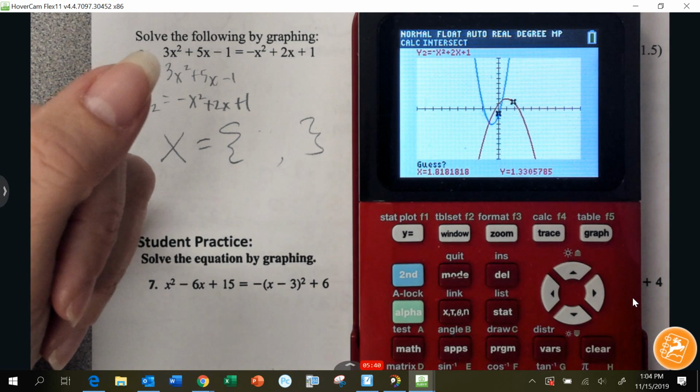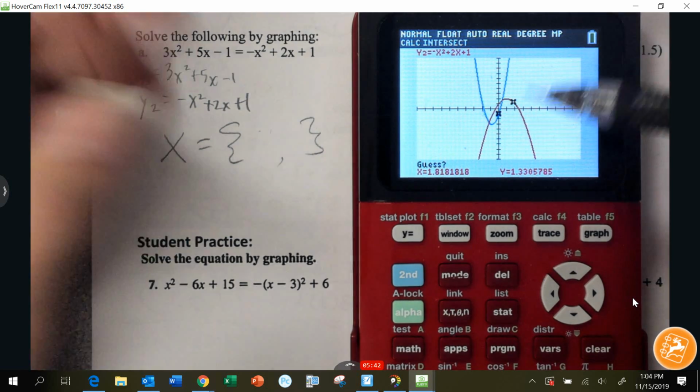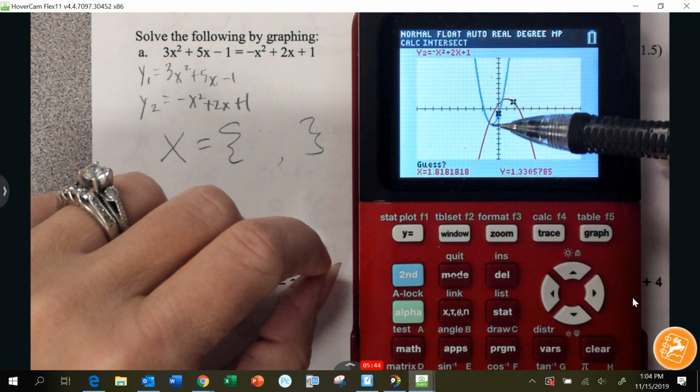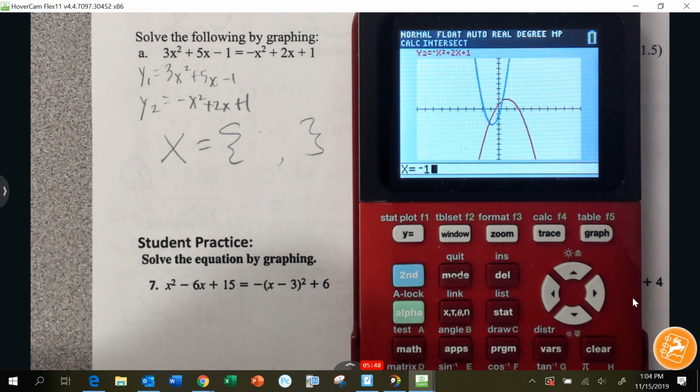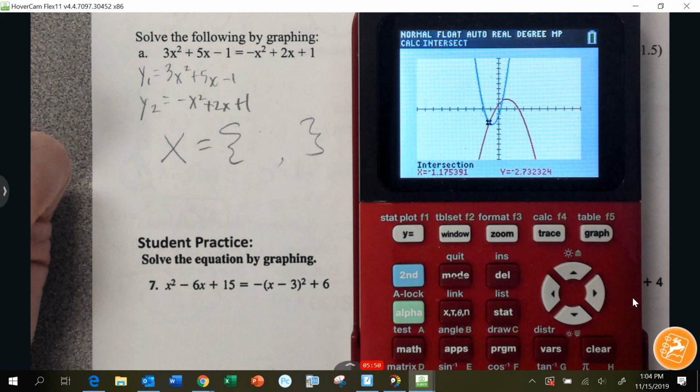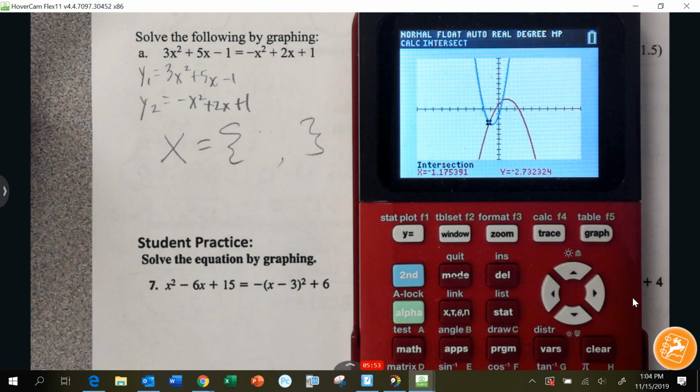And then guess. I'm going to do the left one first. That looks like it's at -1, so I'm going to type in -1. I don't know if it is, and it's not, but we do have an approximation of where it is.